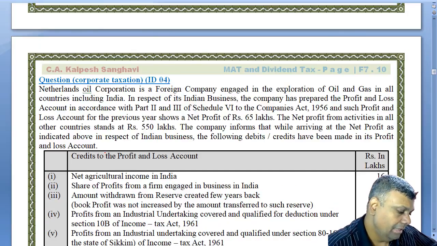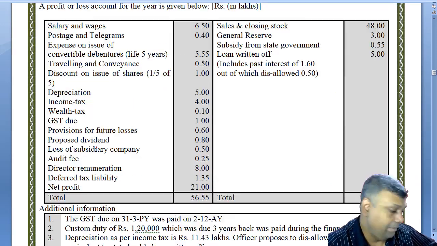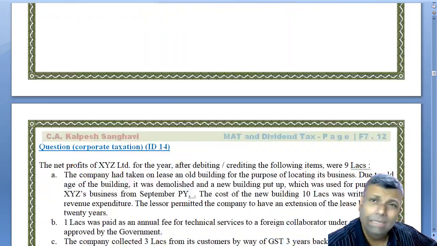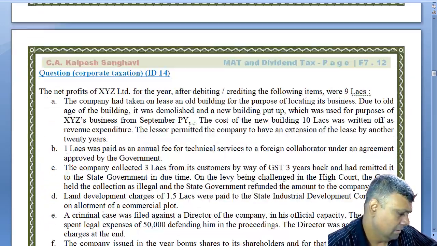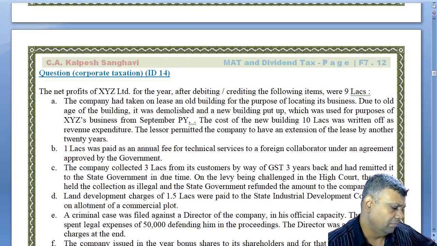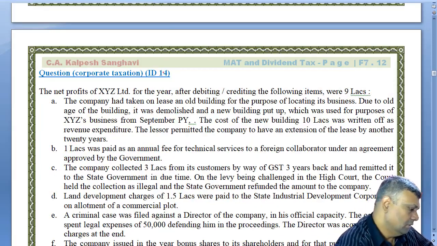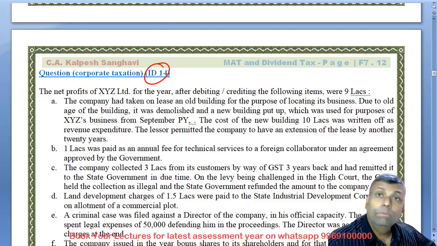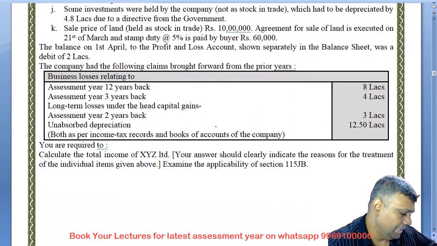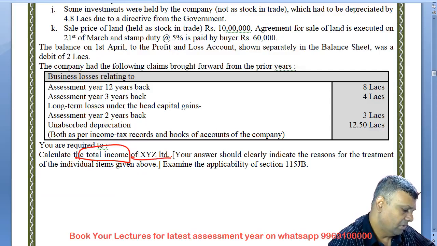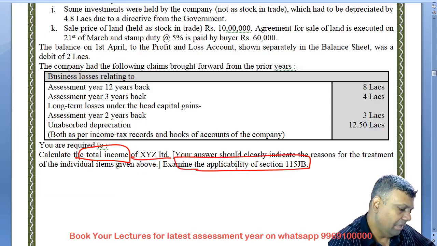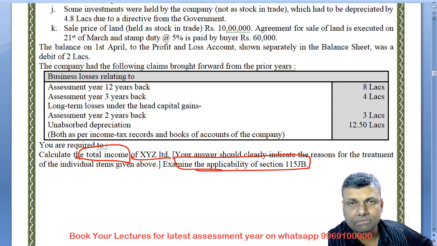Have you got this? Now come to the question that we are approaching. One second, let me scroll, friends. Yes, this is my question ID number 14, which I am approaching right now. So this is my question. And what is this question asking me now? Calculate the total income of this company. Examine the applicability of 115JB.